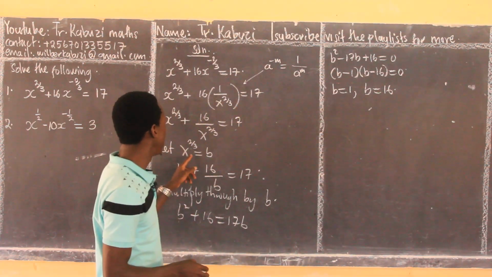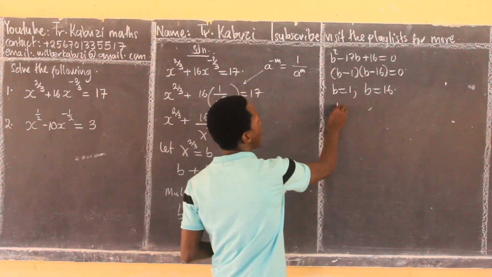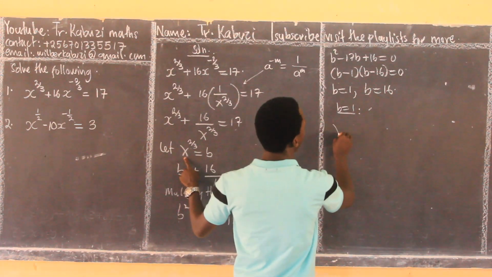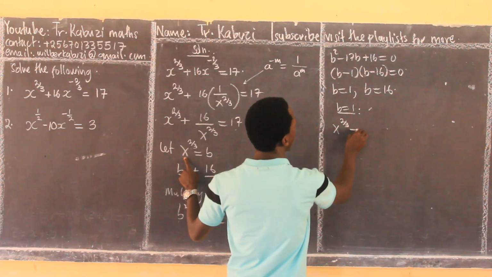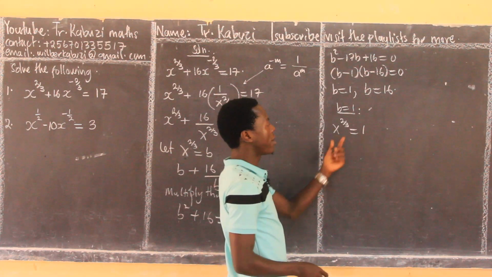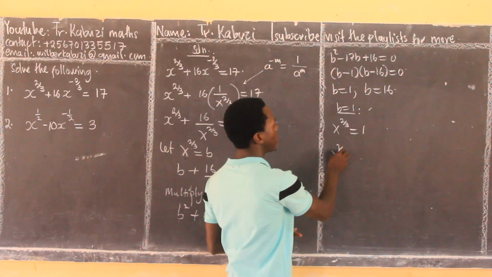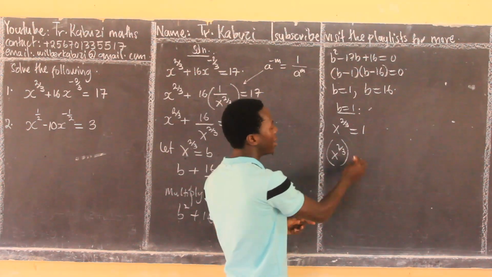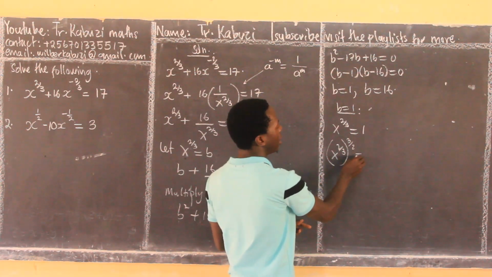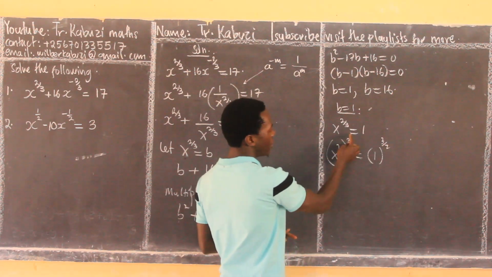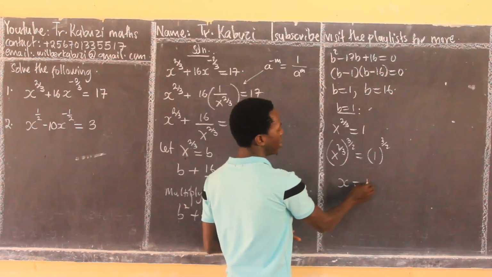I come back here. When my b is 1, it means that x power 2 over 3 is going to be equal to 1. How we handle this is, to remove this power, you multiply by the reciprocal of the power. So this would be 3 over 2, on both sides, 1 also to the power 3 over 2. You see this gives us x equaling to 1.